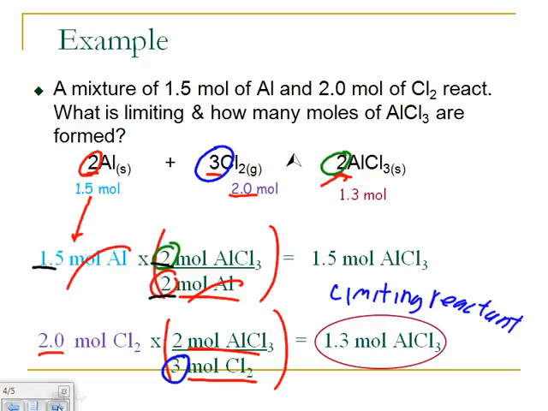Actually, that's the amount of product that's going to be made. The limiting reactant will be the chlorine because it produces the least amount. We're going to run out of the chlorine before we run out of the aluminum, just like we ran out of the bicycle wheels before we ran out of the frames. So that's going to be our limiting reactant, and so we produce the least amount. So 1.3 moles is how many moles we will produce.